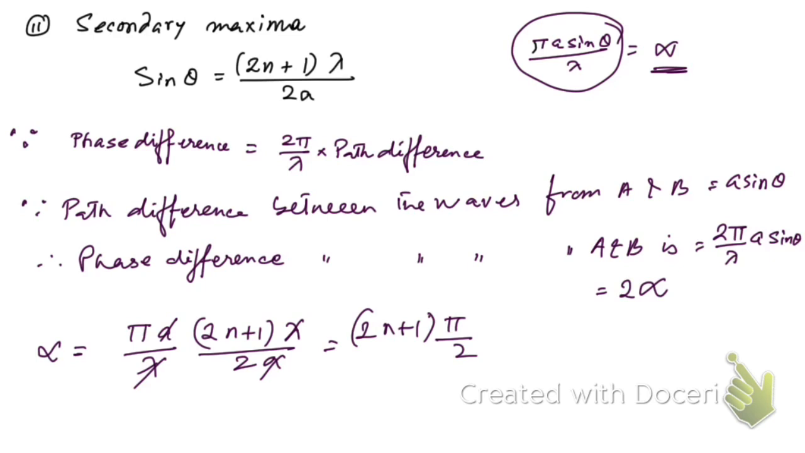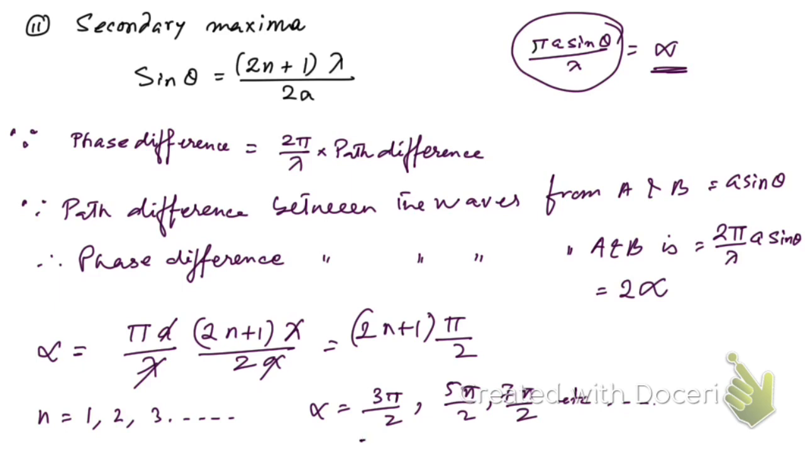If we put n equal to 1, 2, 3, and so on, then we're going to get alpha equal to 3 pi by 2, 5 pi by 2, 7 pi by 2, etc. These correspond respectively to the first secondary maxima, second secondary maxima, third secondary maxima. Hope you have understood this. These are the values of alpha for which we're going to get the first, second and third secondary maxima, etc.